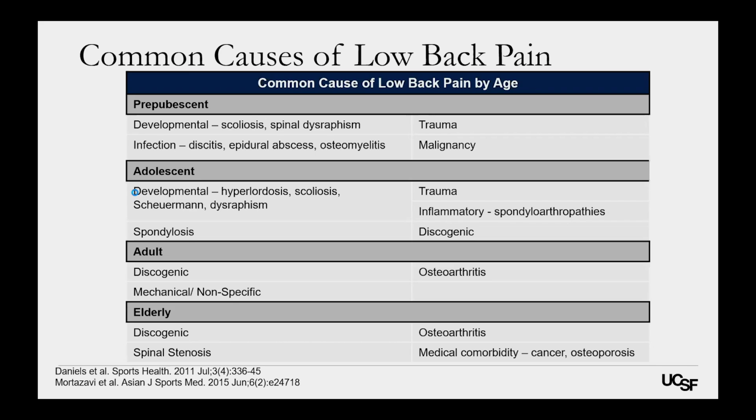Leading causes of low back pain in the adult population are commonly related to the disc, mechanical or non-specific pain yet again, and arthritis. And in the elderly, frequently disc herniation, arthritis, spinal stenosis, which we'll be discussing a little later in the talk, and other more concerning red flag conditions that we mentioned previously.